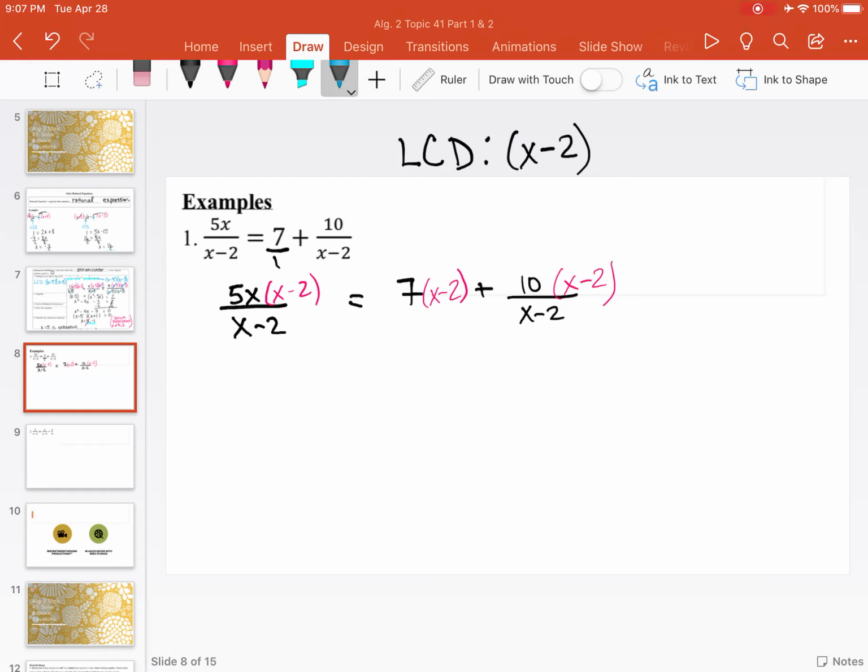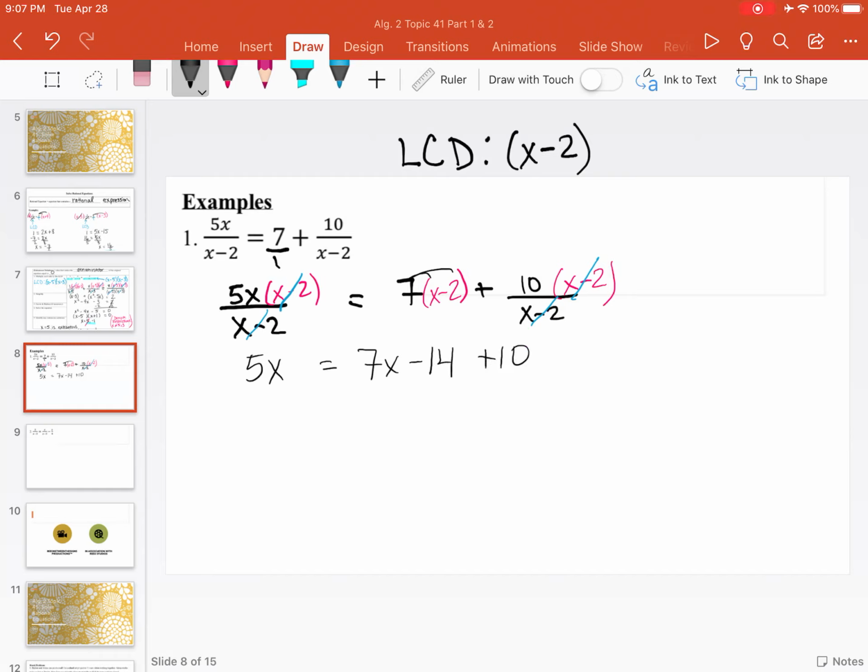Now we're going to simplify. Since we have an x minus 2 in the numerator and 1 in the denominator, that reduces. I can't reduce anything with my term of 7, so we're just going to leave it. And we have x minus 2 in the numerator, x minus 2 in the denominator, so that cancels. So this is eliminating my denominators in this case. And what we're left with is just a linear equation. So I have 5x equals 7 times x, or 7x, minus 7 times 2, or 14, plus 10.